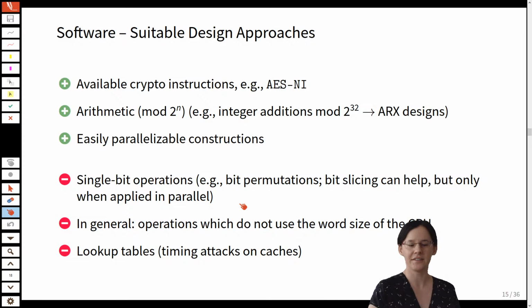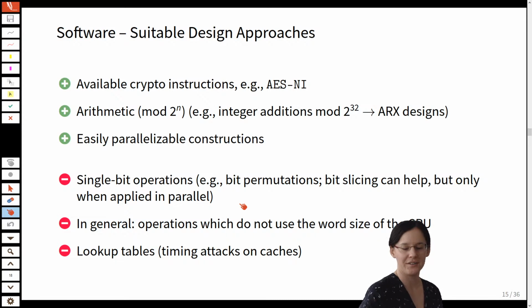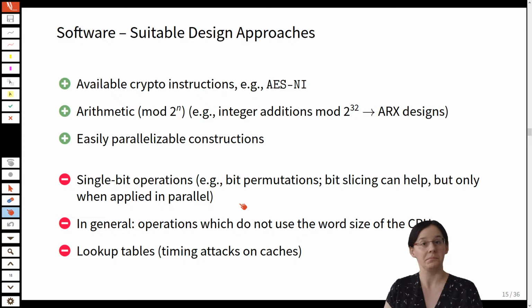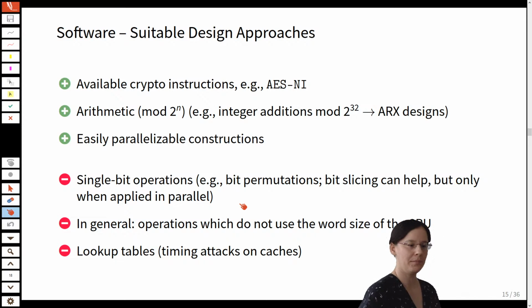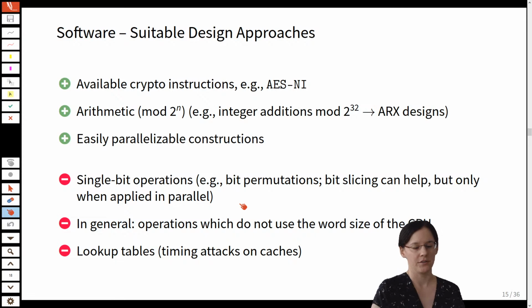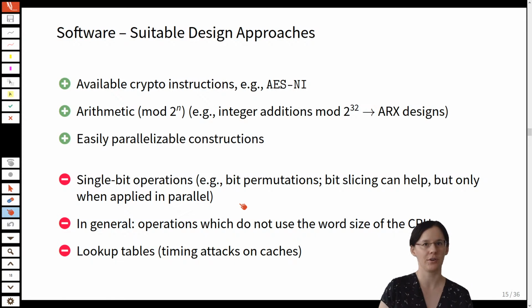In general, things that don't take advantage of the word size of the CPU don't take advantage of everything there is, and are thus less efficient than they could be. Another thing that can be implemented easily but can lead to problems is lookup tables. So for example, an AES implementation based on lookup tables, where you implement the S-box and maybe even the MixColumns step using a lookup table, is, well, not inefficient, but potentially dangerous, susceptible to side-channel attacks.